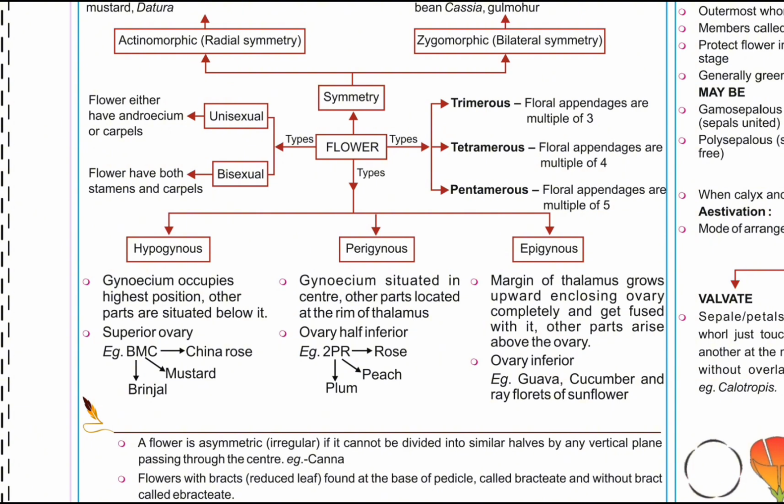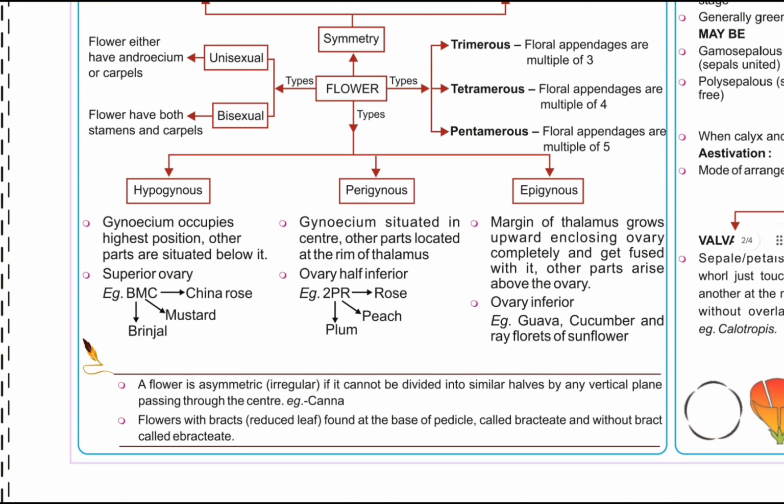Trimerous: floral appendages are multiples of 3. Tetramerous: floral appendages are multiples of 4. Pentamerous: floral appendages are multiples of 5. Then, based on the position of the ovary, flowers are classified into hypogynous, perigynous and epigynous.